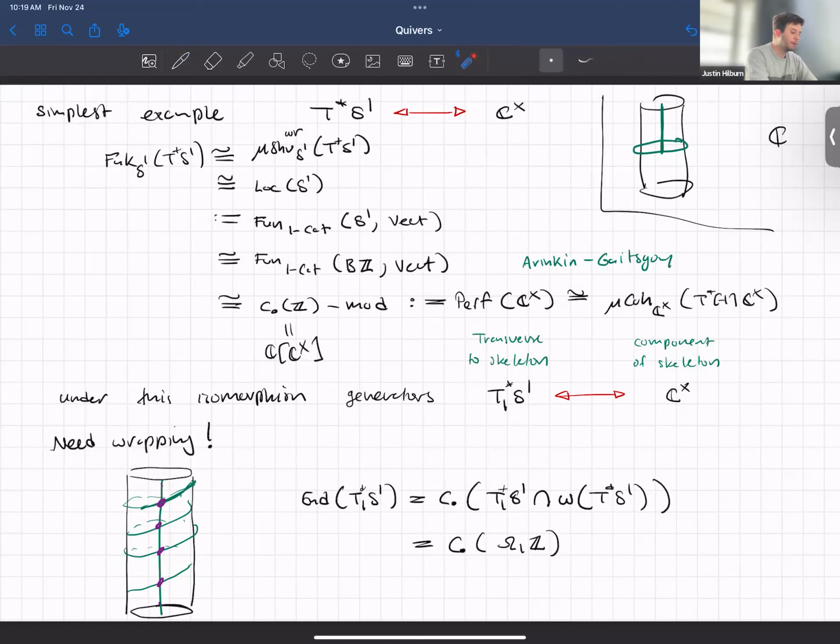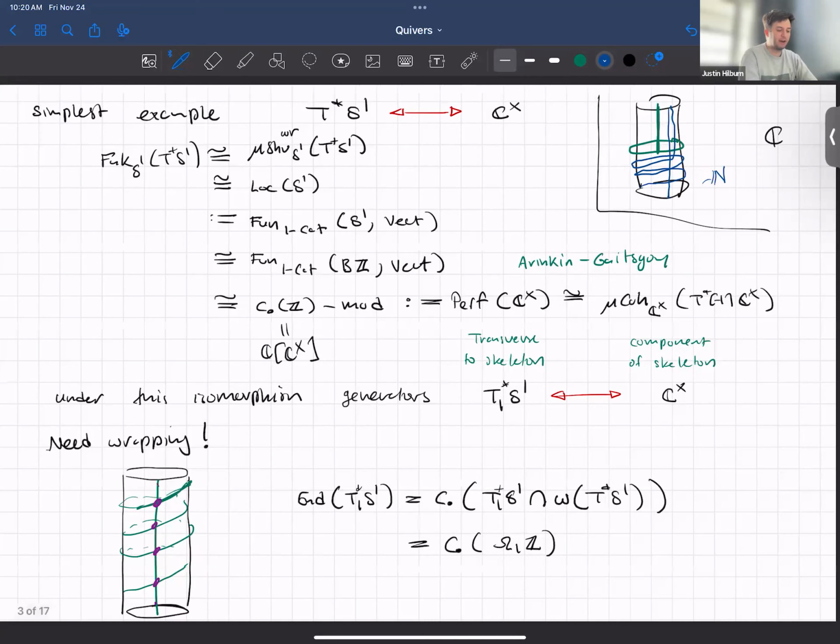So what's going on in this example is, if you take your cotangent fiber and try to do its intersections with itself, you can wrap in this direction, but you can't wrap here because you would cross the skeleton at infinity. So that's what's giving you only half, maybe only the negative elements of your fundamental group, and that's what's responsible for the fact that you're seeing just functions on C instead of functions on C star in this example.